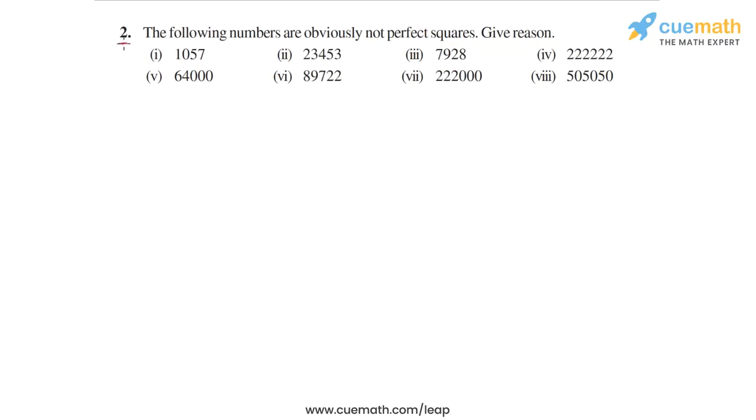In question 2, the problem statement says the following numbers are obviously not perfect squares. Give reason. So we have these 8 numbers and they are not perfect squares, and without any calculations, we have to specify why these 8 numbers are not perfect squares.